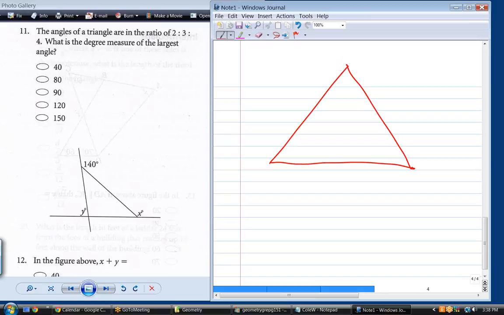You need to introduce a variable. In other words, they're in a ratio of 2 to 3 to 4, but it's not 2, 3, and 4. It's 2x, 3x, 4x. That's a ratio of 2 to 3 to 4, because the x's are going to cancel when you put it up as a ratio. And now that I've introduced a variable, what kind of an equation can I write? 9x equals 180.